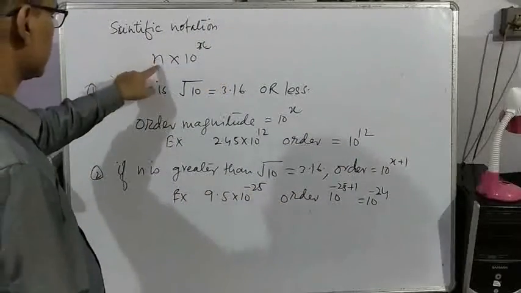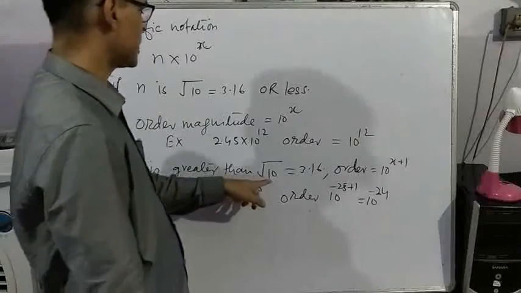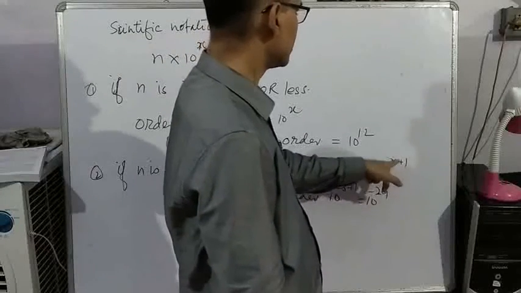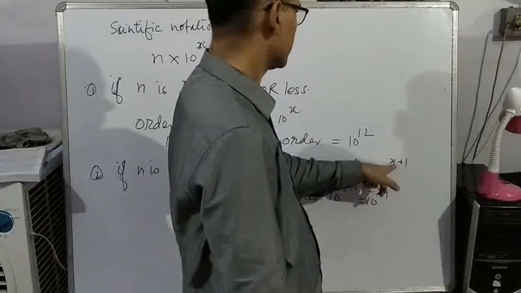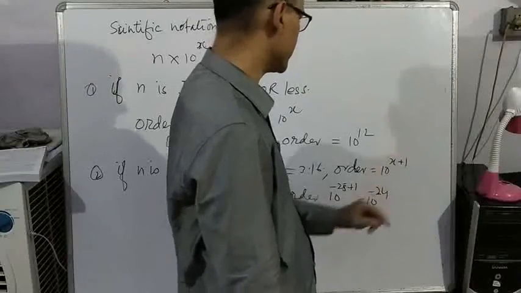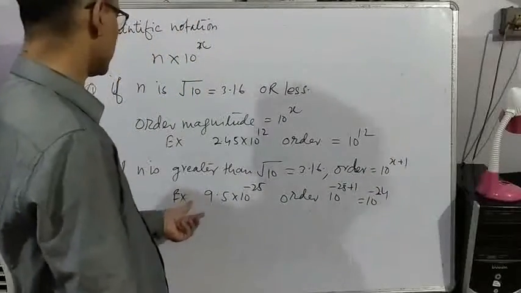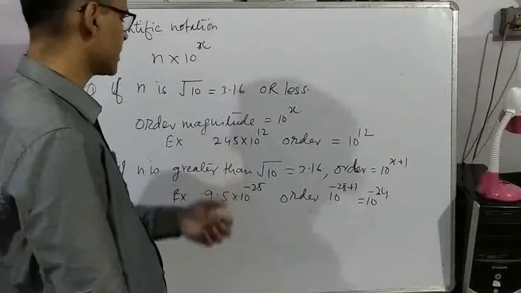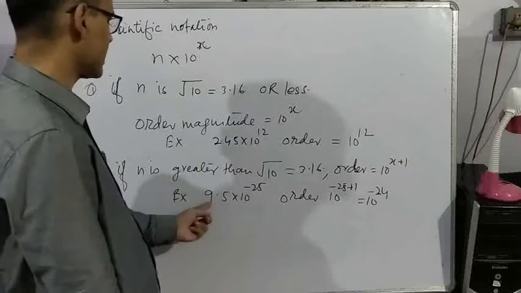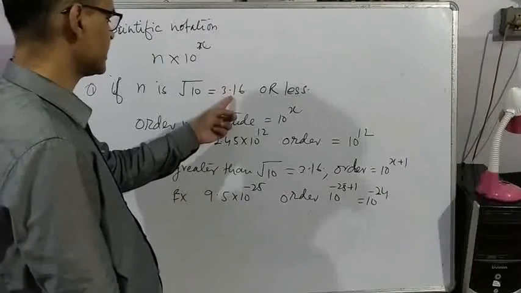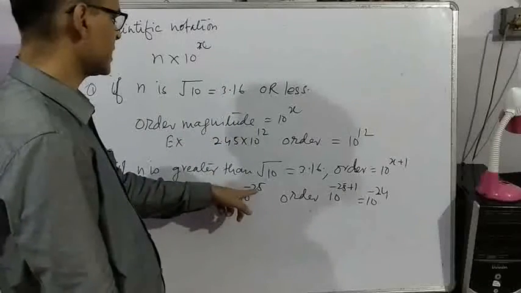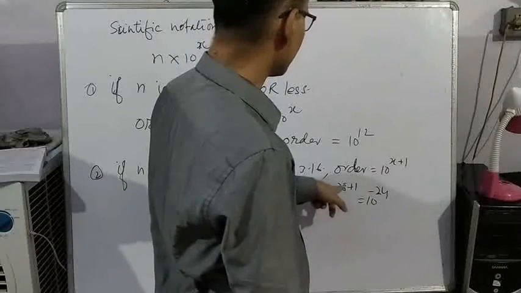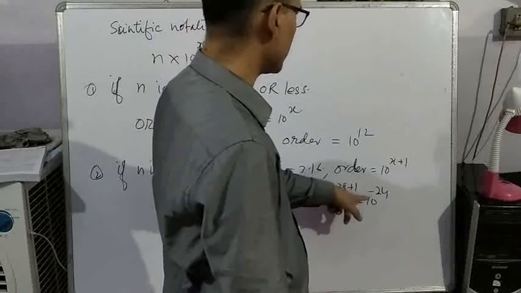But if n is greater than under root 10, that is 3.16, 1 is added to the power of 10. So order becomes 10 to the power x plus 1. For example, suppose a number is written as 9.5 into 10 to the power minus 25. So this 9.5 is more than 3.16. So 1 is added to minus 25. So order becomes 10 to the power minus 25 plus 1, that is 10 to the power minus 24.